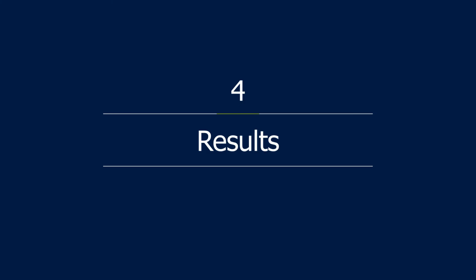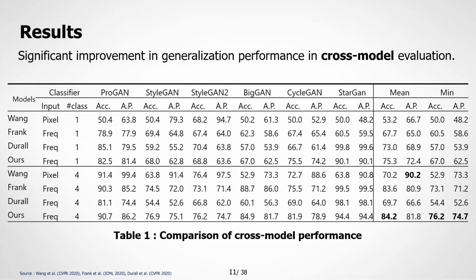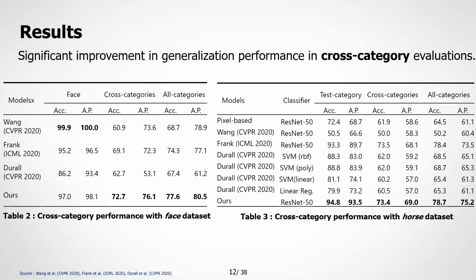Next is the experimental results of our model. As shown in the bottom row of Table 1, our model achieves robust generalization with state-of-the-art performance compared to others, even when tested with unseen data outside of the training settings, including the cross-model evaluations. Also, other cross-category experiments in unseen categories of face and horse categories show our model's improved performance compared to other models. Please refer to our paper for more experimental results for more details.